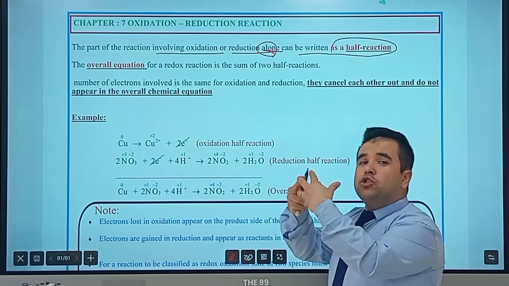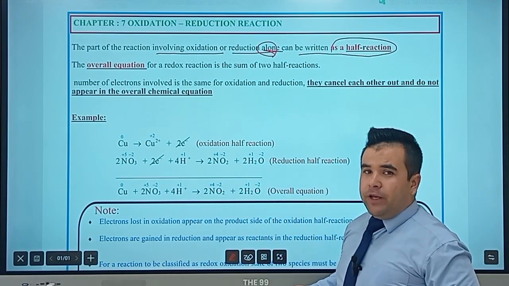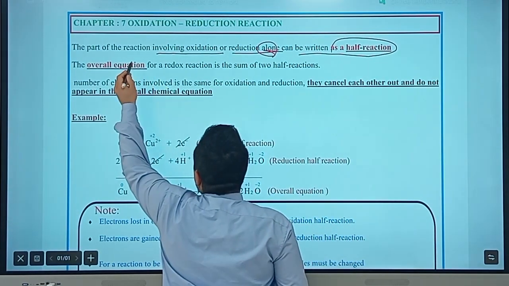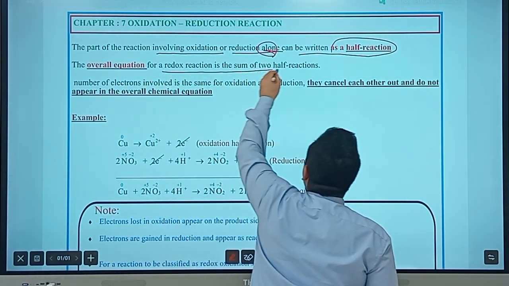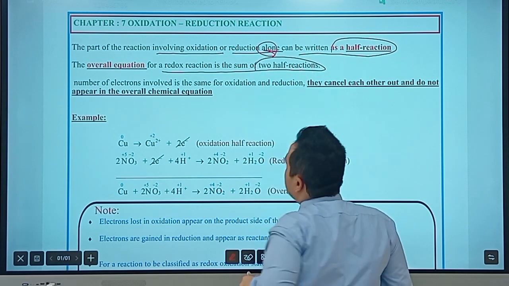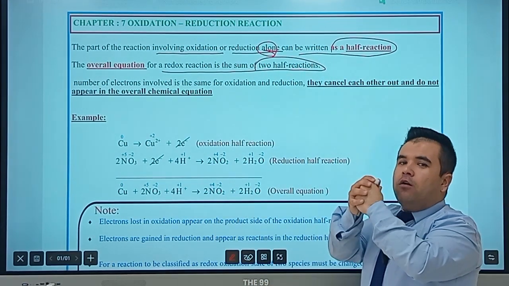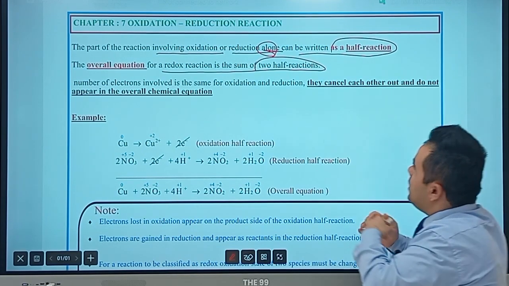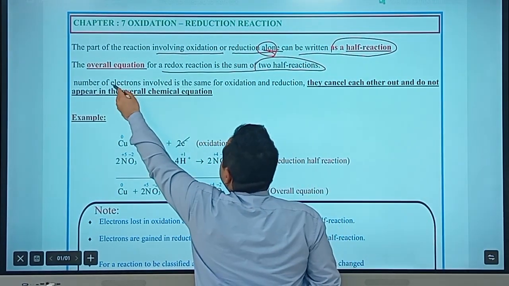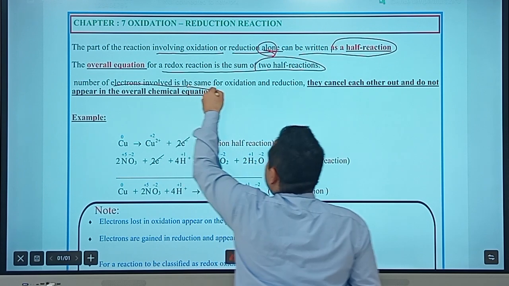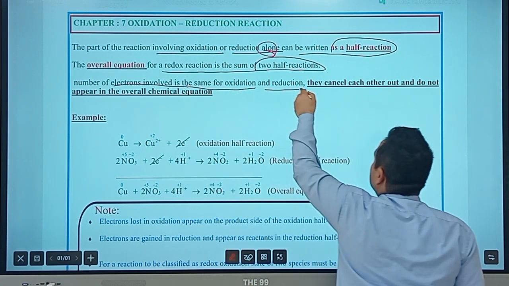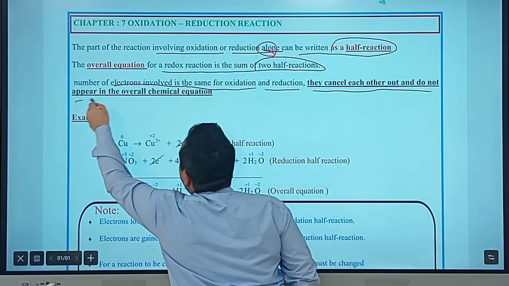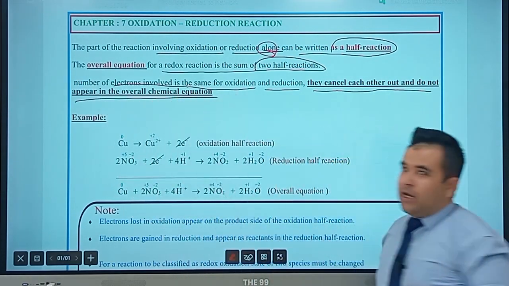When we combine these two, we'll get an overall redox reaction, which is the summation of the two half reactions. When we add the oxidation half with the reduction half, we'll get the overall reaction, guys. The number of electrons involved is the same for oxidation and reduction. They cancel each other out and do not appear in the overall chemical reaction, guys.